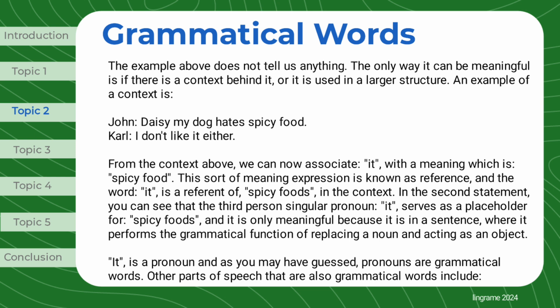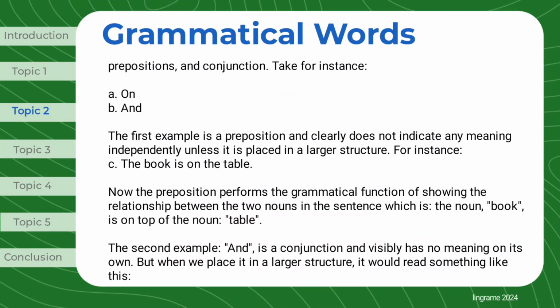Other parts of speech that are also grammatical words include prepositions and conjunction. Take for instance, on, and. The first example is a preposition and clearly does not indicate any meaning independently unless it is placed in a larger structure. For instance, the book is on the table. Now the preposition performs the grammatical function of showing the relationship between the two nouns in the sentence which is, the noun, book, is on top of the noun, table.